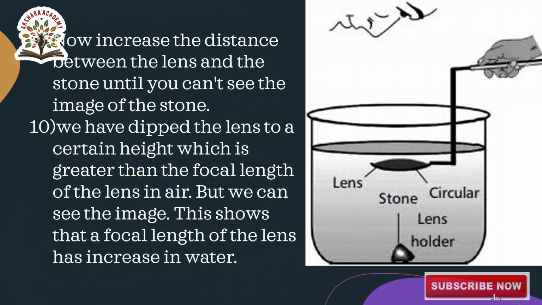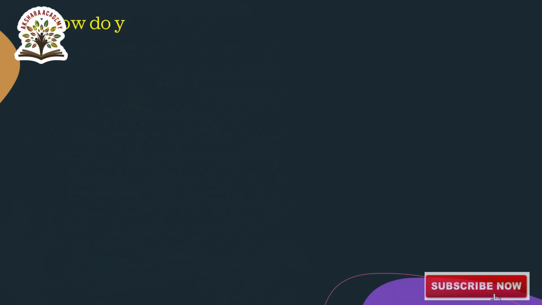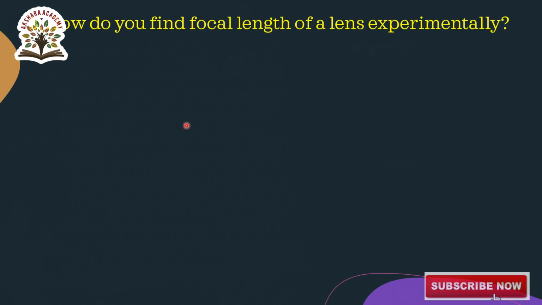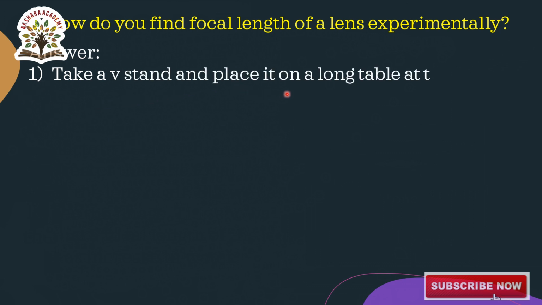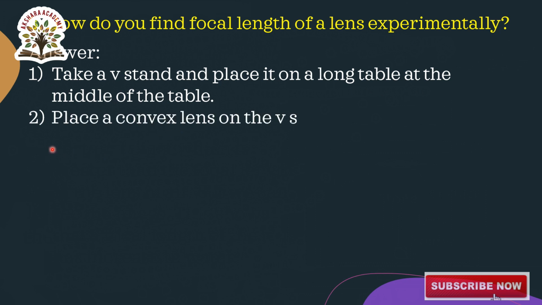Okay, next we will go to the next question. How do you find the focal length of a lens experimentally? In this question we have to find the focal length of a lens experimentally. Now let us discuss. First, take a V stand and place it on a long table at the middle of the table. Next, place a convex lens on the V stand.